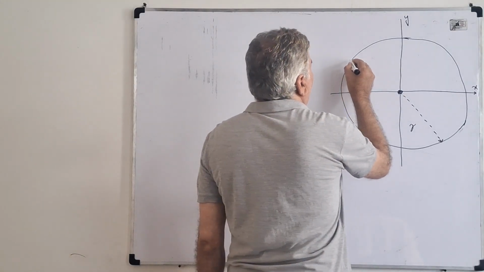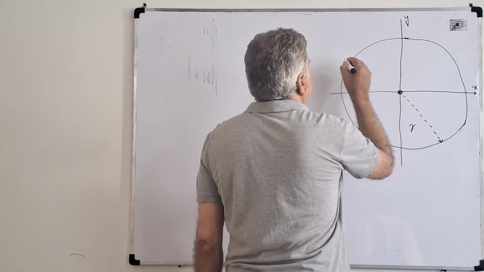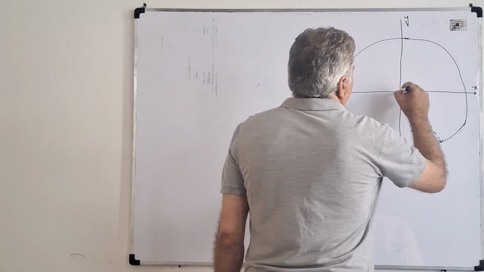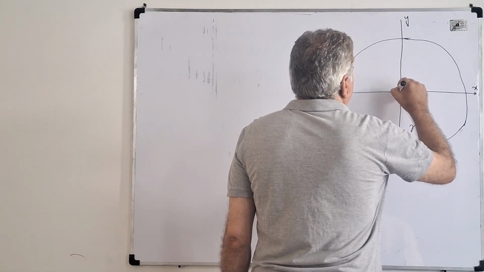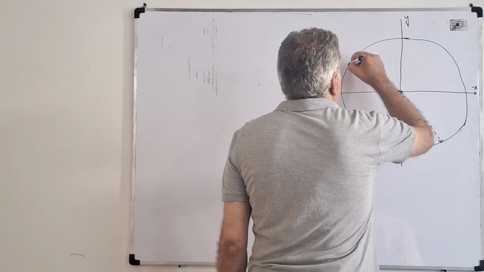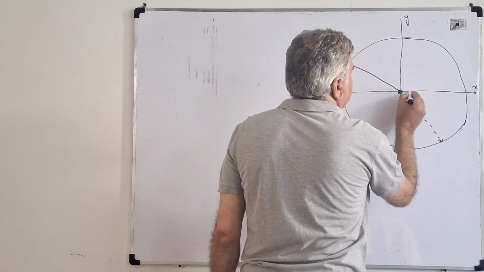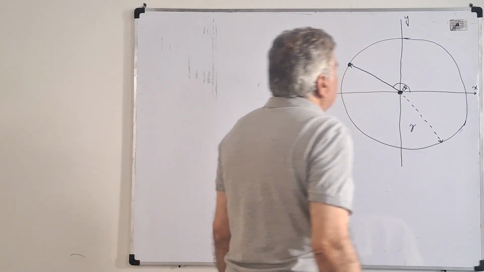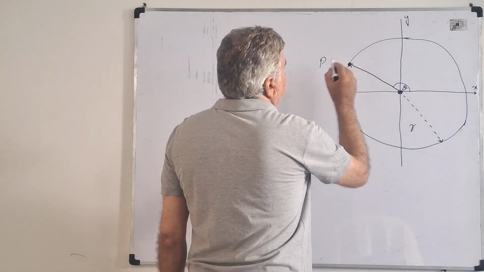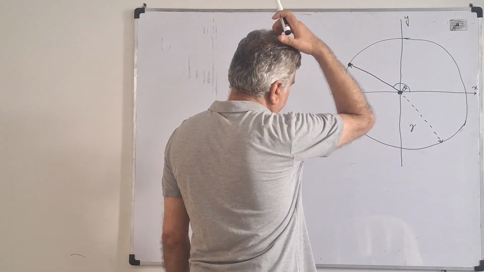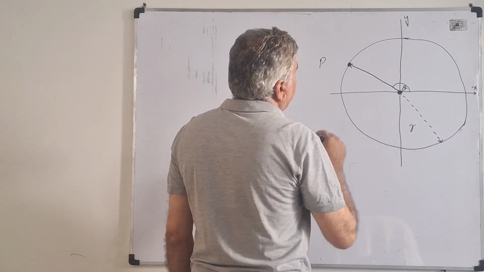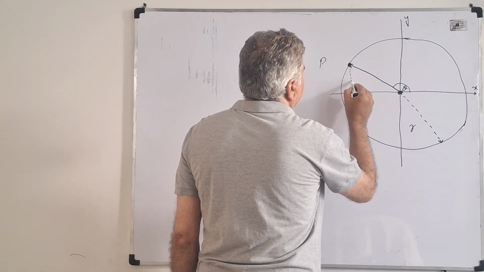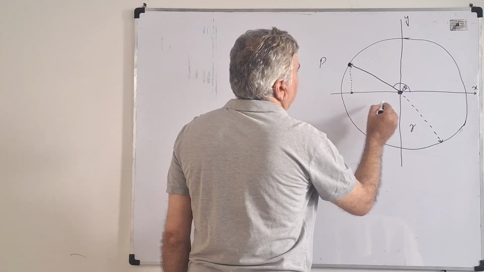Then I consider a point here, and I call this point P, and locate the terminal side like this, and this is the angle theta. Then first I want to find the coordinates of point P on the circle, and that I do by dropping a perpendicular from this position on this point.